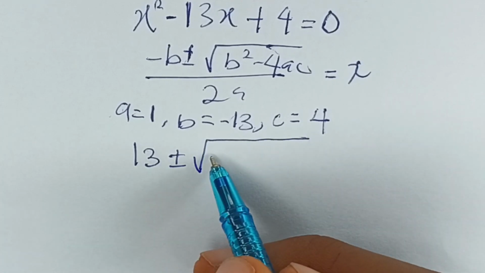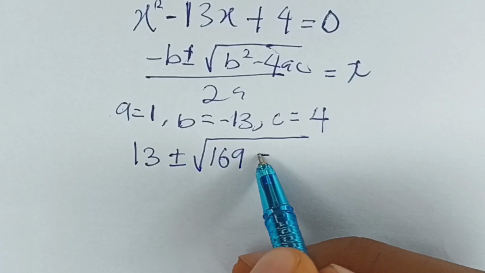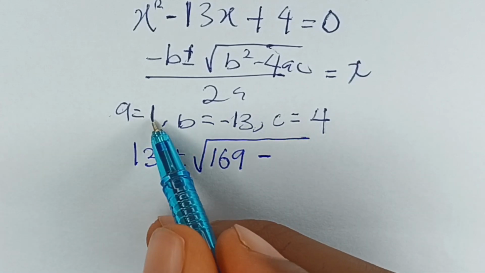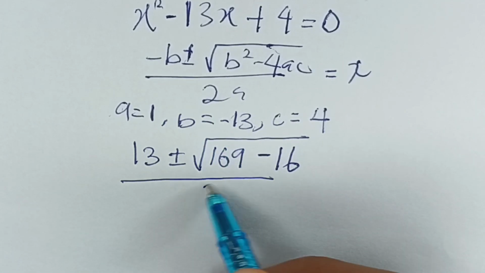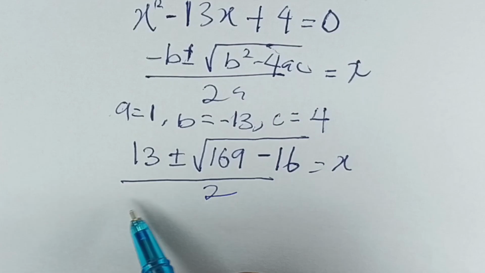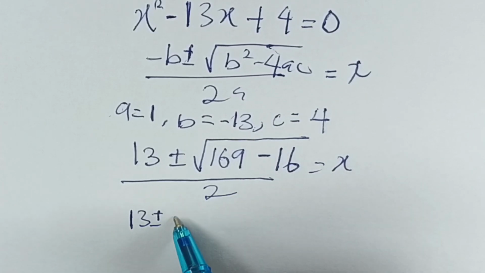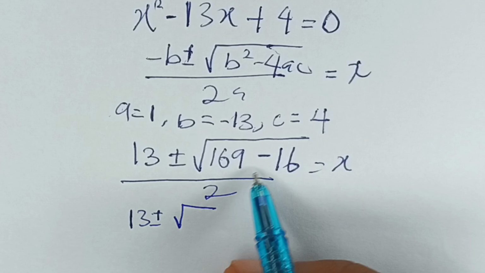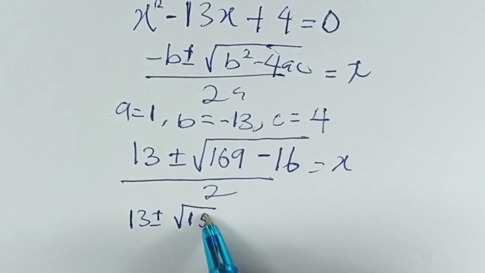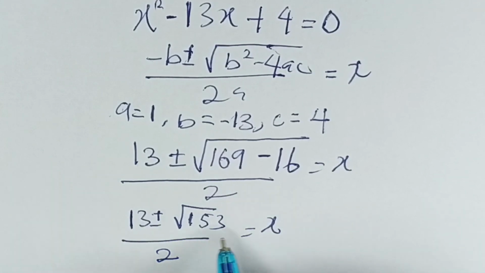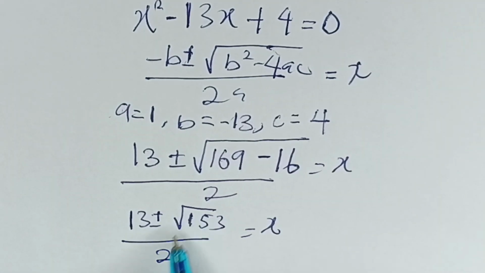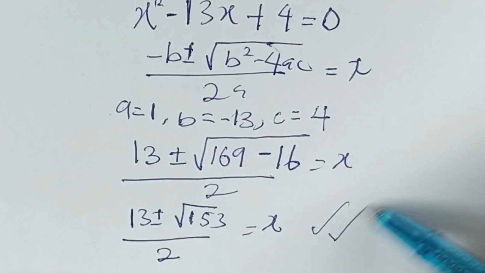root of minus 13 squared is 169, minus 4 times 1 times 4 is 16, all over 2 times 1, which is 2. This is equal to x. We have 13 plus or minus square root of 169 minus 16, which is 153, all over 2 is equal to x. Hence, x is 13 plus root 153 over 2, or 13 minus root 153 over 2. Cheers.